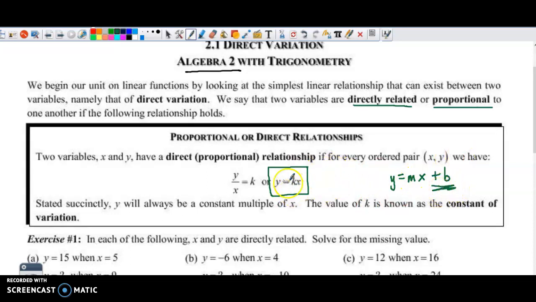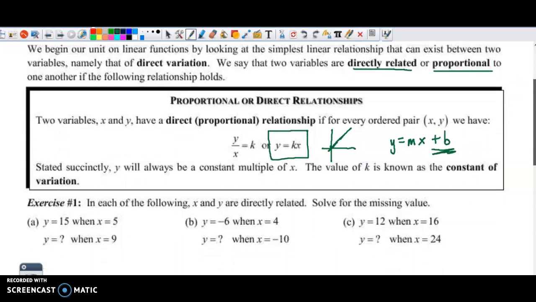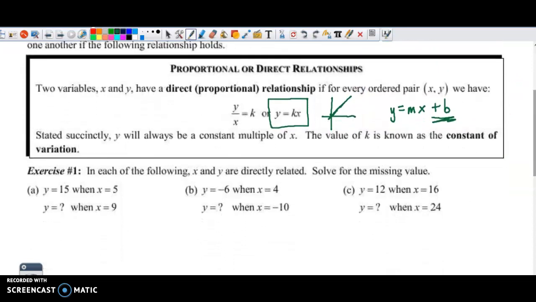So if I ever ask you to graph y equals kx, whatever the k is, it kind of looks like the slope, where it passes through the origin. And what you can do is you can actually set up the problem that way, where you have to read the directions that it says that it's directly related. And what that means is you can find the k value.